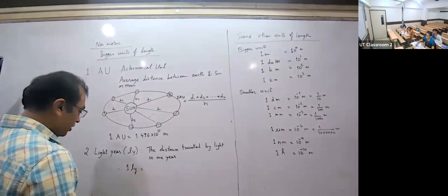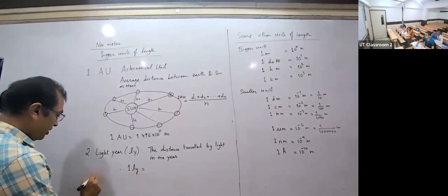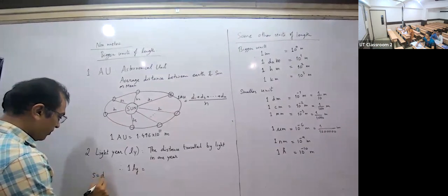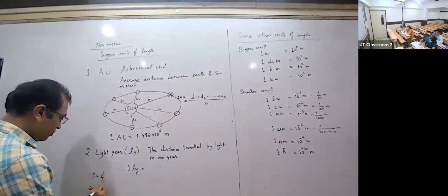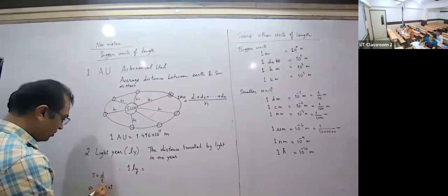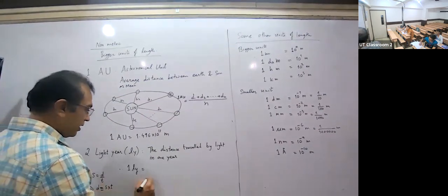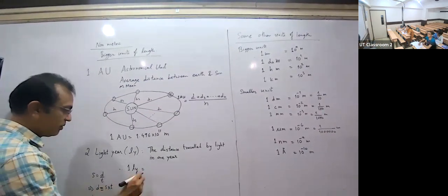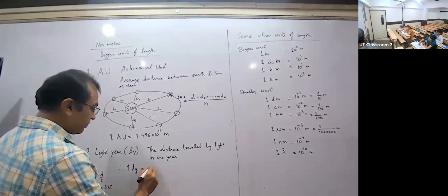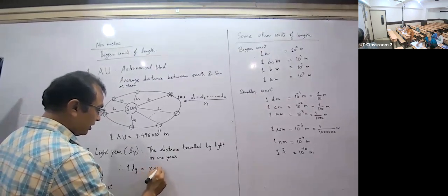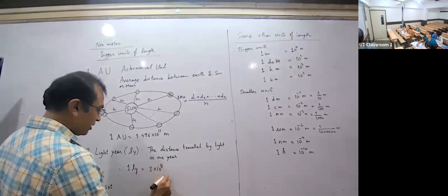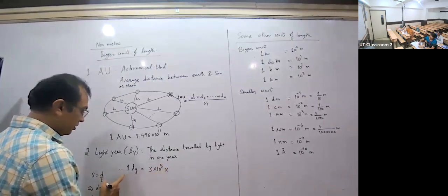How do you calculate distance? You know that speed is equal to distance upon time. This gives you distance is equal to speed into time. So one light year, the speed here is the speed of light. What is the speed of light? 3 into 10 raised to 8 meter per second, into time, which is 1 year.